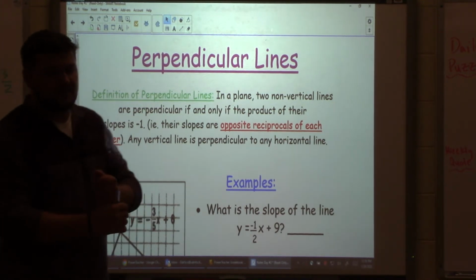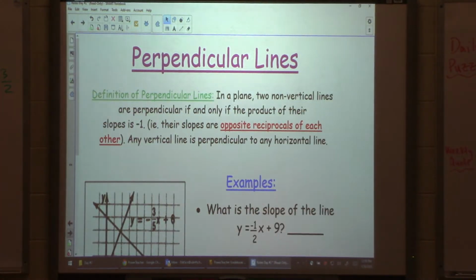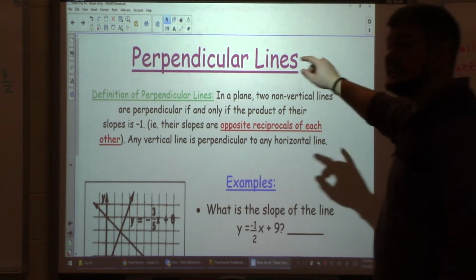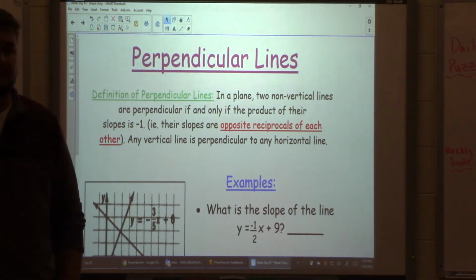Remember, reciprocal means I'm going to take that fraction and flip it. And opposite just means if it's positive, I'm turning it negative; if negative, I'm turning it positive. Some people actually call it negative reciprocals. I prefer the term opposite reciprocals, they mean the exact same thing. Okay?